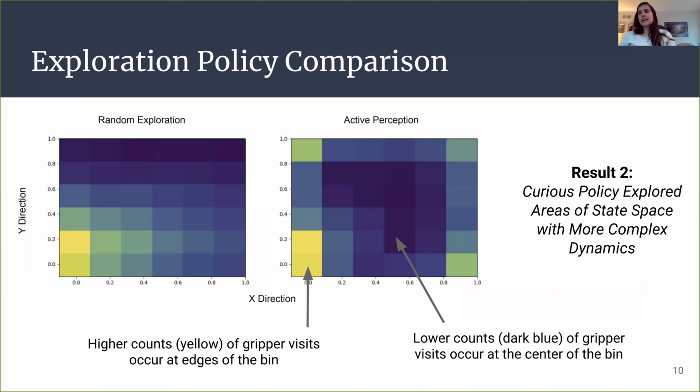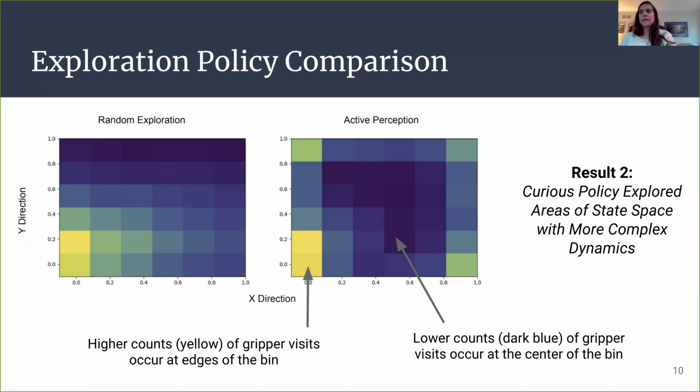Curiosity also increased exploration of the state space with more complex dynamics. In particular, the robot interaction data is collected in a bin of objects, and the contact dynamics of the objects with the edges of the bin is both complex and not modeled well by video prediction methods. More samples are collected in these areas of the state space with our curiosity approach, as measured by discretized visit counts.